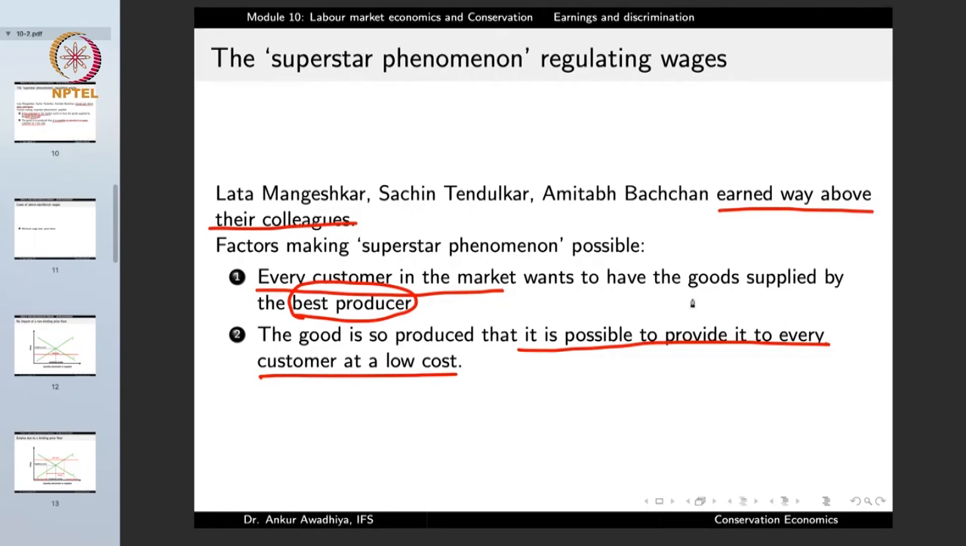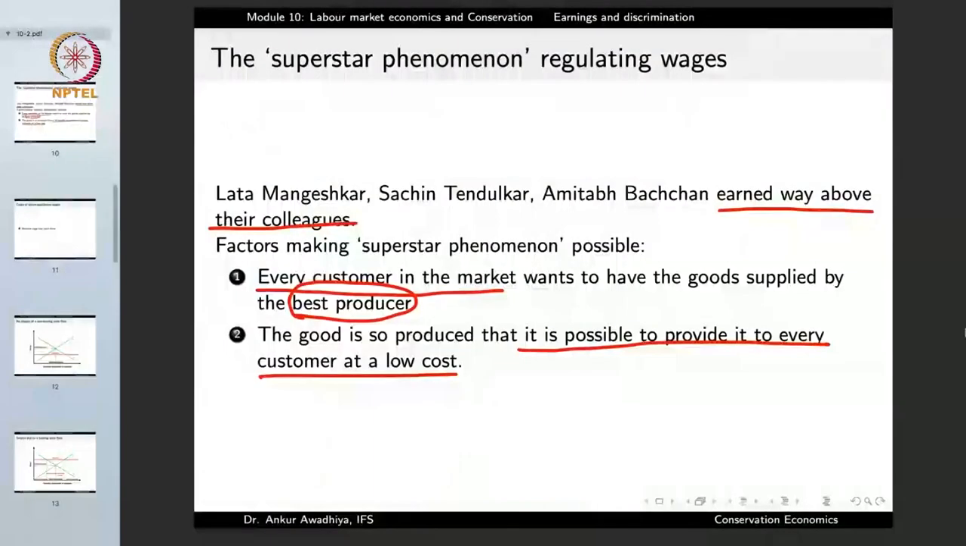And second, the good is being produced in such a manner and is distributed in such a manner that it is possible to provide it to every customer at a low cost. So in that case, everybody will just flock to the best producers of the good, and so the best producers will be earning way above the second best, which is not the case, say, in the case of doctors. So the best doctor may not be earning way above the second best or the third best. But in the cases of superstar phenomenon, the people who are the best, they earn way above the second best or the third best. So that is the superstar phenomenon.